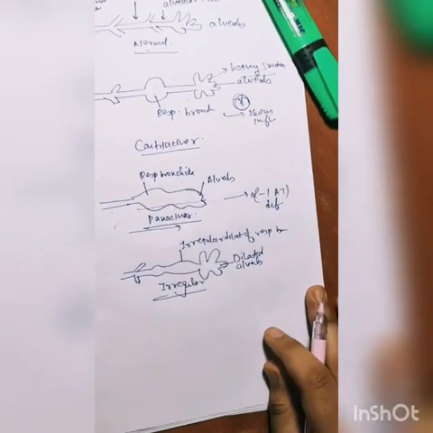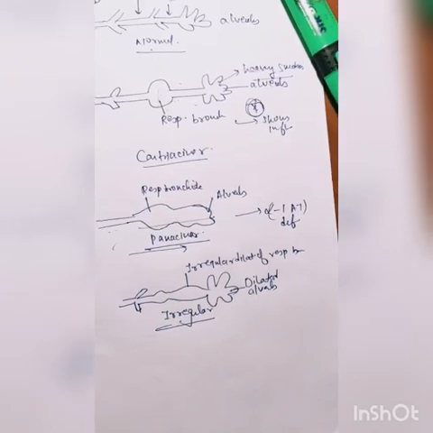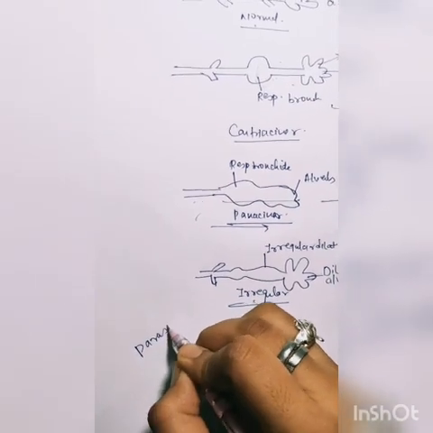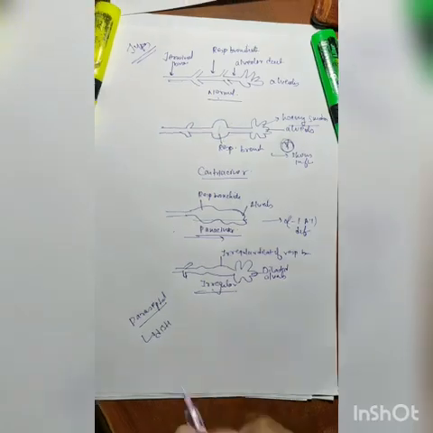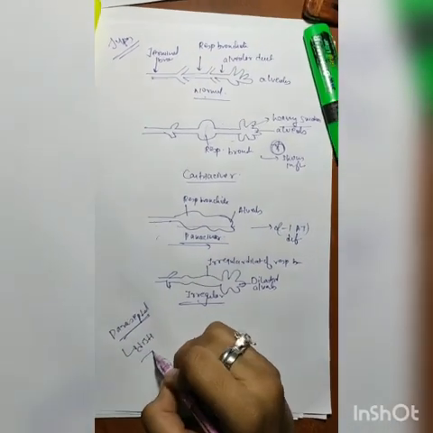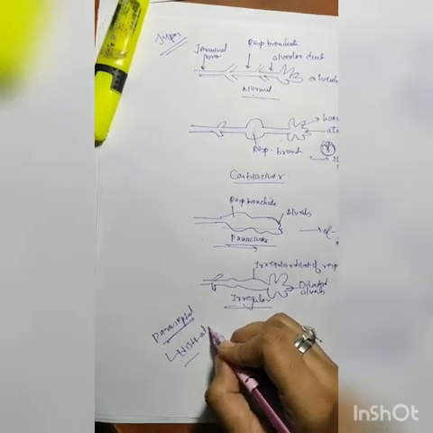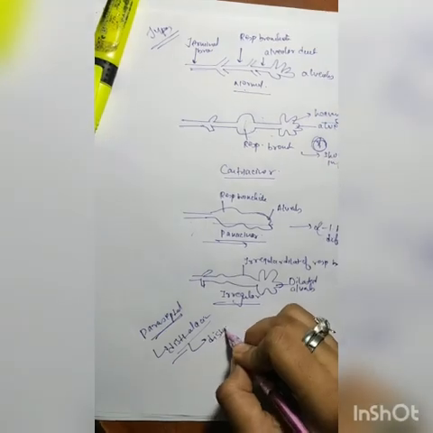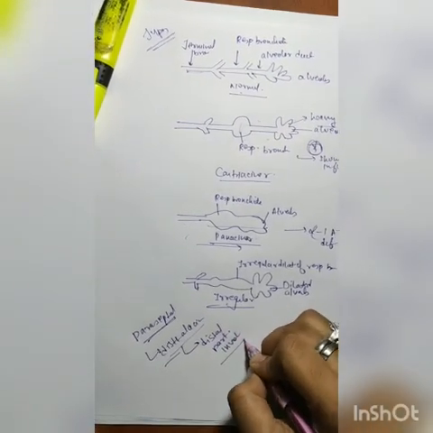Now the paraseptal, or distal acinar, type. The distal part of the acinus is involved, as the name shows, and the proximal part is normal.